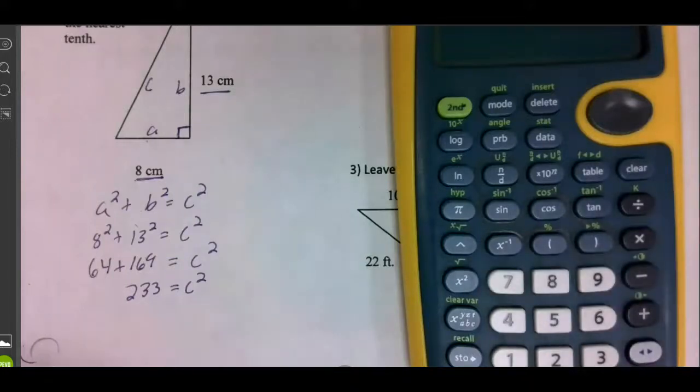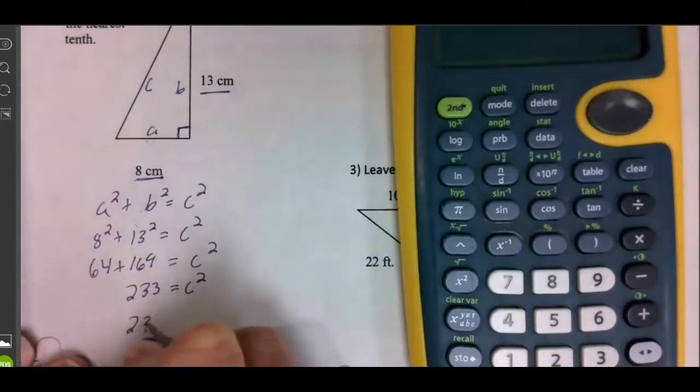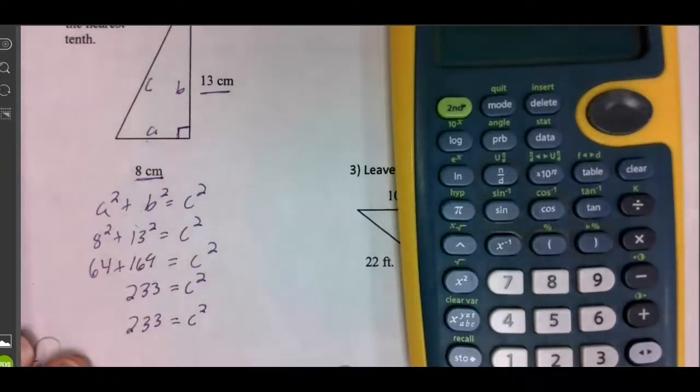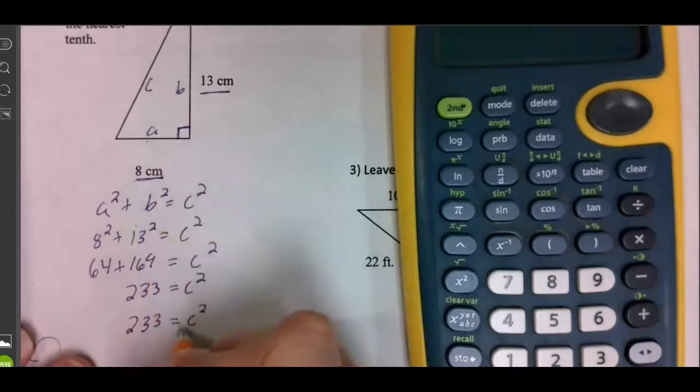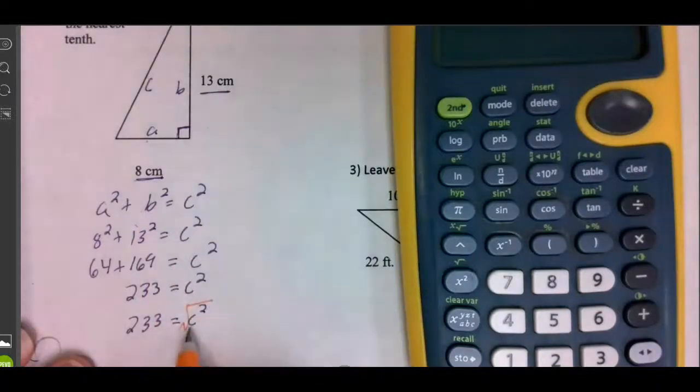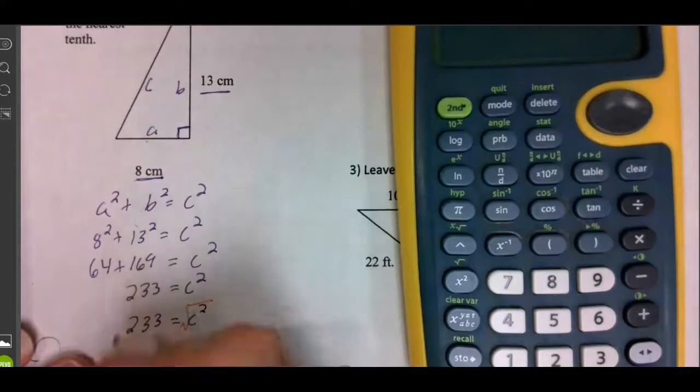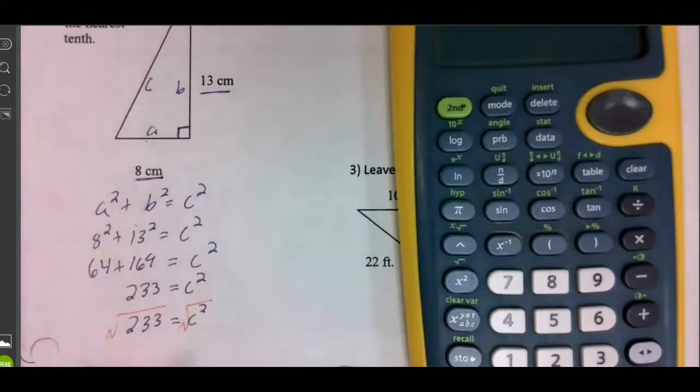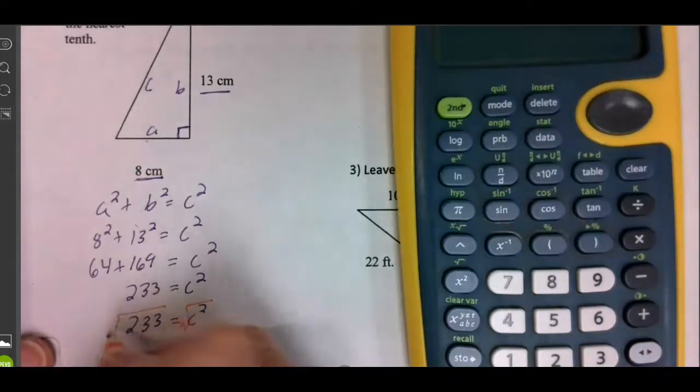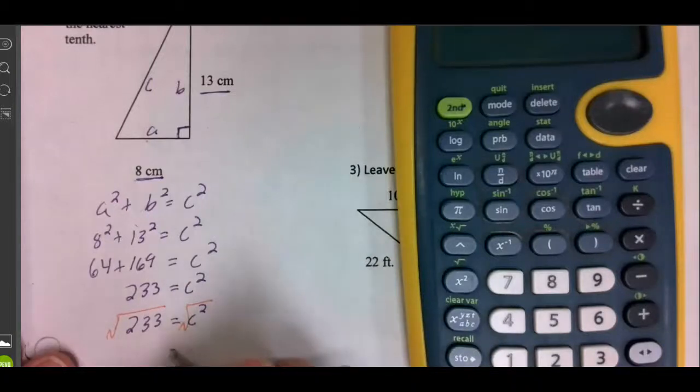So I'm going to write this out again, and I'll do this just one more time with notes. If I want to solve for C, I have to take the square root, and whatever I do to one side, I have to do to the other side. So I'm going to take the square root of both of these sides. The square root of C squared is C.